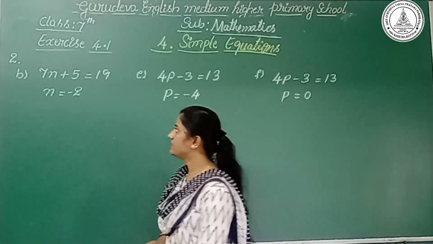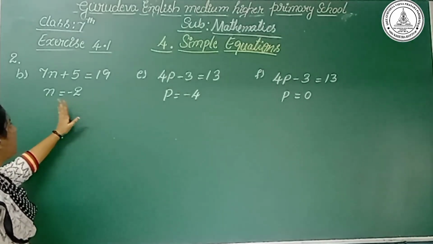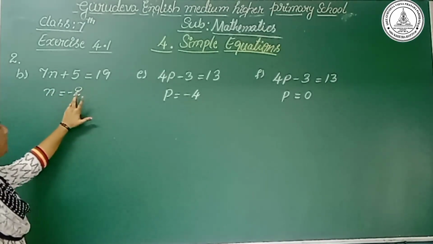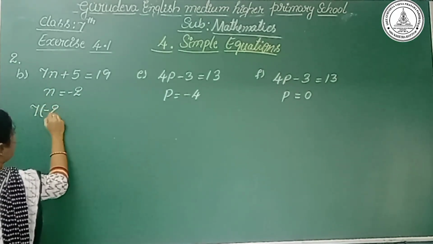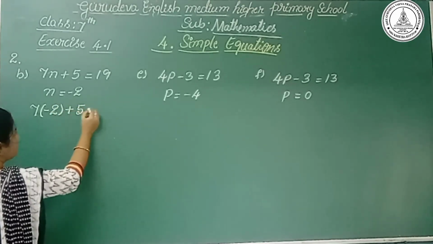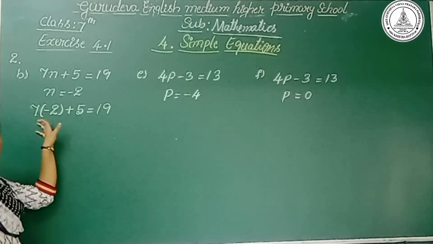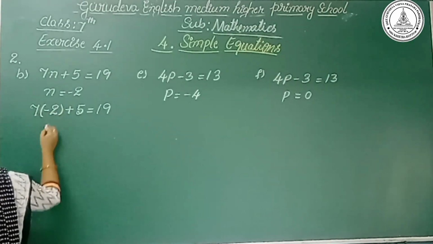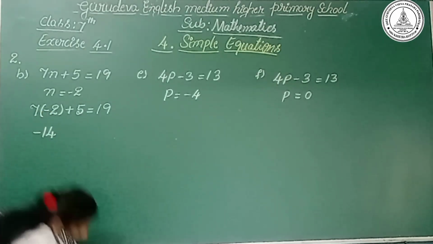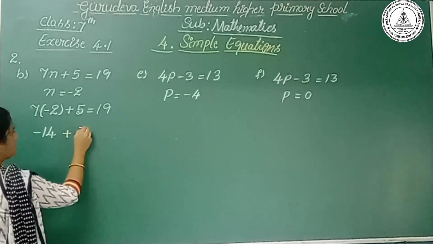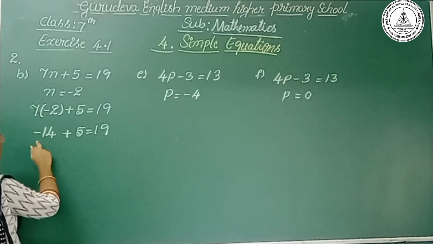So 7n plus 5 is equal to 90, and the value of n is given. We have to substitute the value of n equal to minus 2. So in the place of n we substitute minus 2: 7 times (minus 2) plus 5 is equal to 90. Here the bracket means multiplication. So 7 times 2 is 14, and plus into minus is minus, so minus 14 plus 5, equal to the RHS as it is, 90.